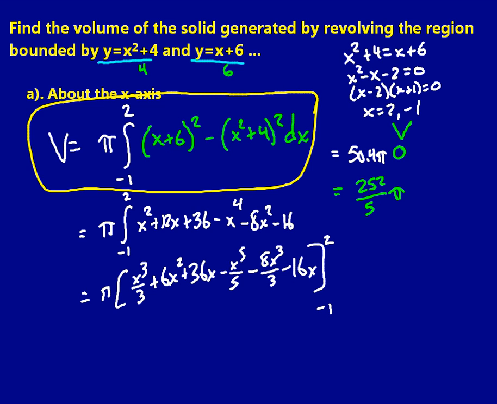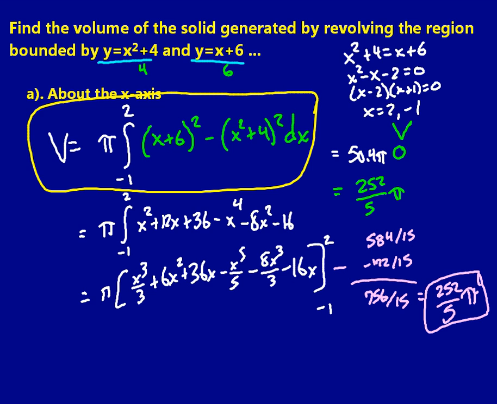When you plug in 2 for the top, you should get 584 over 15. When you plug in the bottom, -172 over 15. You subtract those values and you end up getting 756 over 15, which reduces to your 252 over 5. And again, we had the pi up front, so that's why pi is attached to it. So if you do it with a calculator, that's great, and I'm allowing you to do so. If you do it longhand, that's just fine as well.